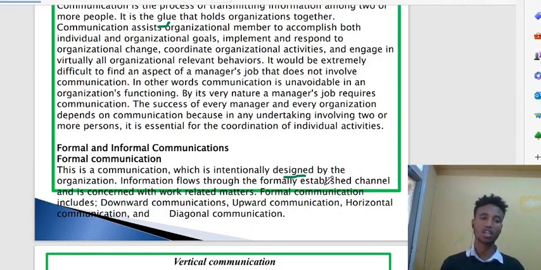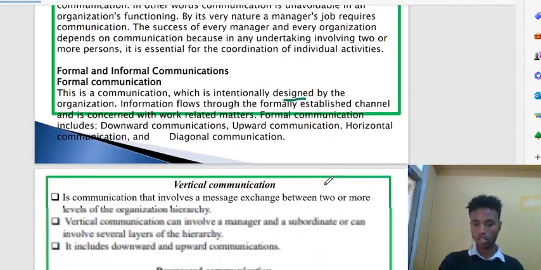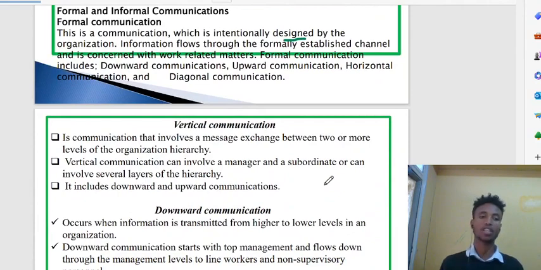Formal communication includes, in this case, two things: downward communication and upward communication. When we start with vertical communication, it is a type of communication that occurs in the organization. The exchange of a message is involved between more than one level of the organizational hierarchy.